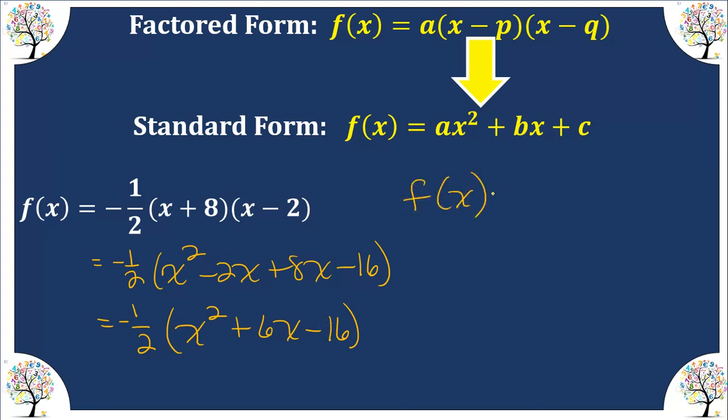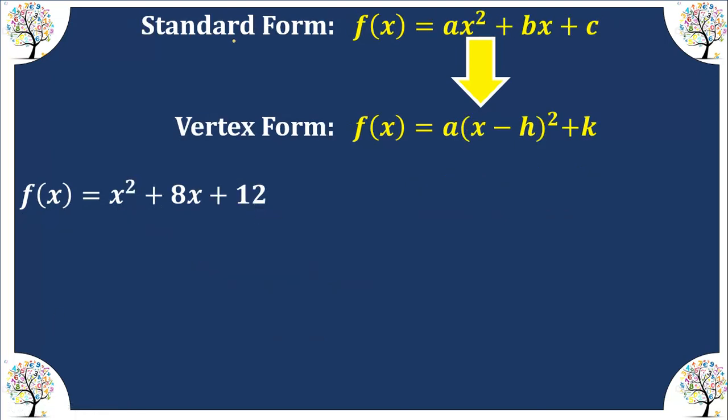So standard form tells us we have negative 1/2 times x squared. Negative 1/2 times 6x is going to be negative 3x. And then negative 1/2 times negative 16 is going to be positive 8. So our y-intercept is 0, 8. Our two factors are negative 8 and positive 2.